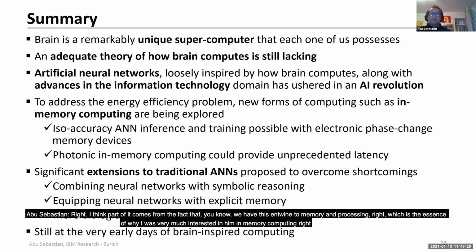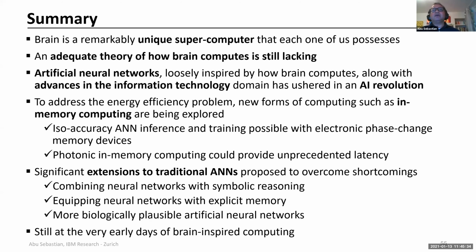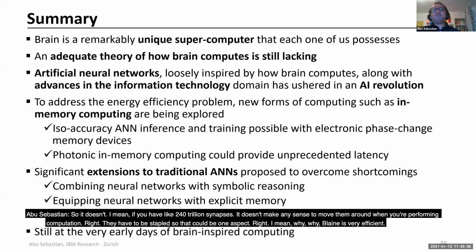Right. I think part of it comes from the fact that we have this end-to-end memory and processing, right? That's also why I was very much interested in in-memory computing, right? If you have like 240 trillion synapses, it doesn't make any sense to move them around when you're performing computation, right? They have to stay put. So that could be one aspect of why the brain is very efficient.